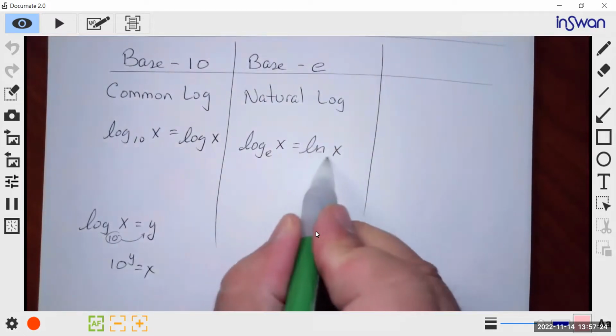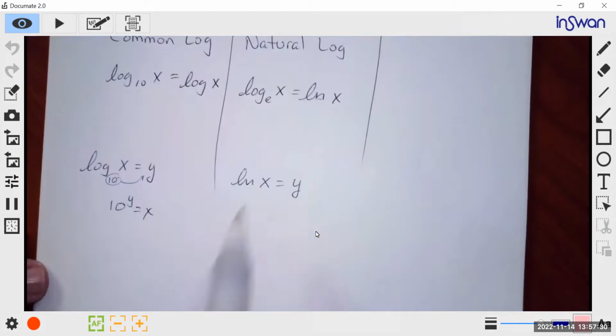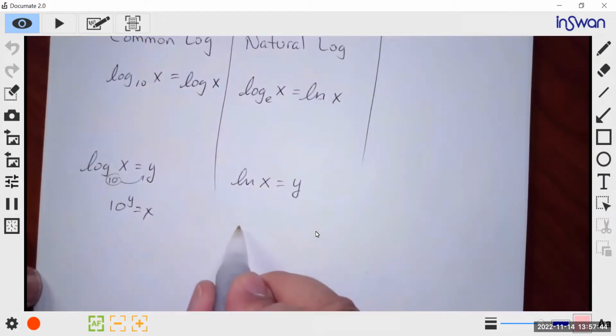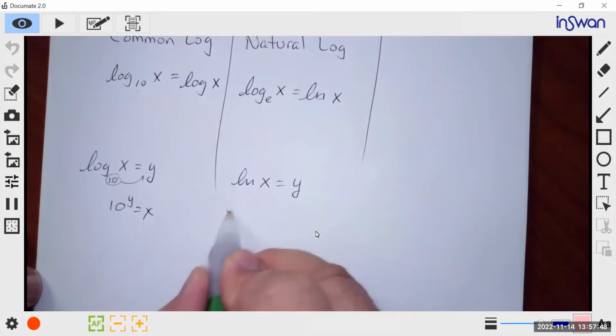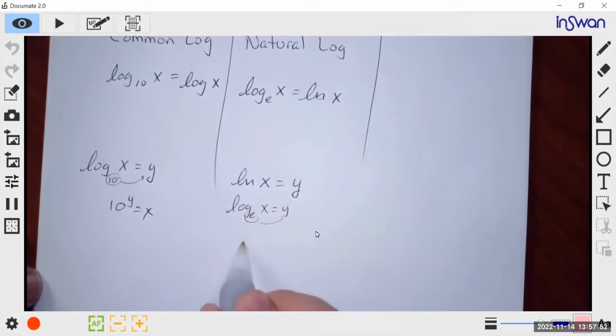So if I gave you this and asked you to put it in exponential terms, what would it be? This is log base E. So E pushes up, so it's E to the y equals x.